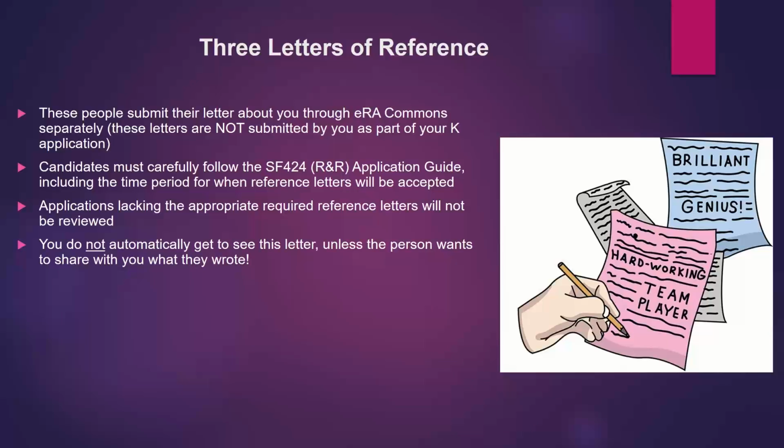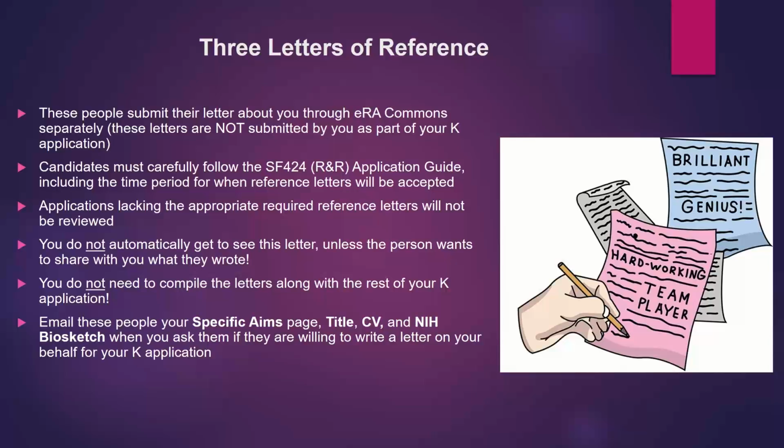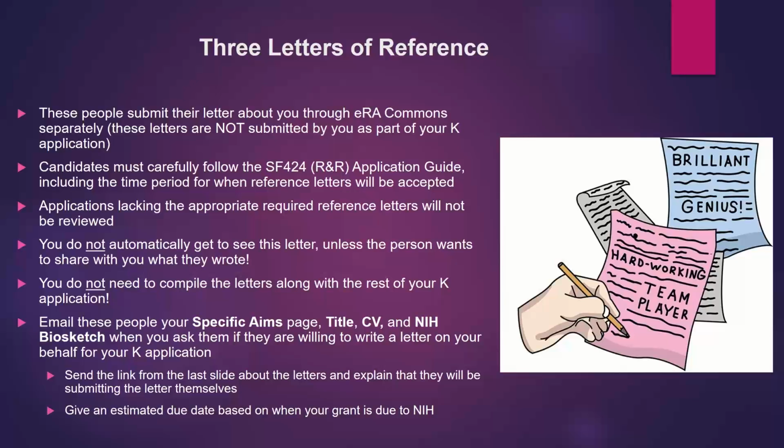A note, you do not automatically get to see this letter unless the person wants to share with you what they wrote. This is important. You do not need to compile the letters along with the rest of your K application. Each referee will send in their letter separately. So you want to email these people your specific aims page, the title of your grant, your CV, and your bio sketch when you ask them if they're willing to write a letter on behalf of your K application. And send the link from the last slide, you can Google it online, about the letters and explain that they will be submitting the letter themselves and give them a due date for when that letter is due according to your grant deadline. Estimated due date.